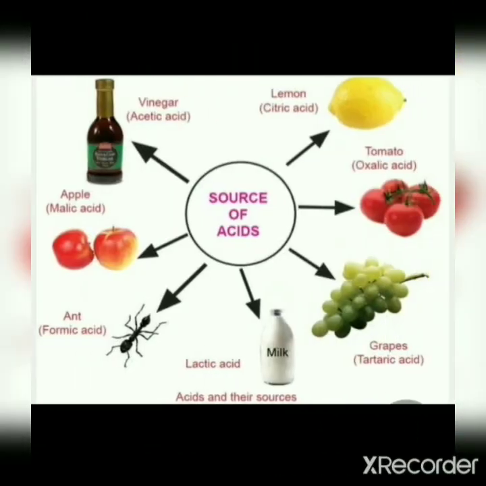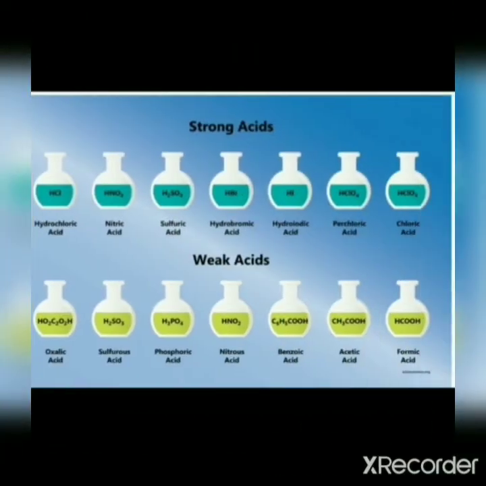So these are the examples of strong acids and weak acids: hydrochloric acid, nitric acid, sulfuric acid, hydrobromic acid, hydroiodic acid, perchloric acid, chloric acid. So there are lots of examples of strong acids and weak acids. So it is all about the classification of acids. So till now we have studied the properties of acid, classification on the basis of source, and the classification on the basis of strength.